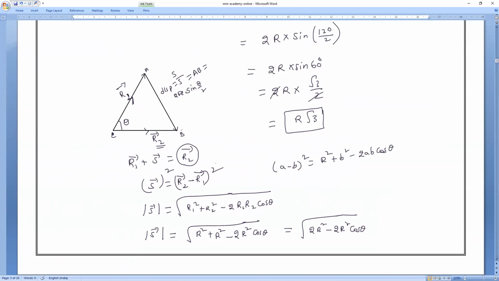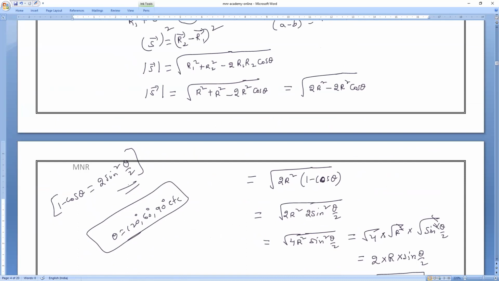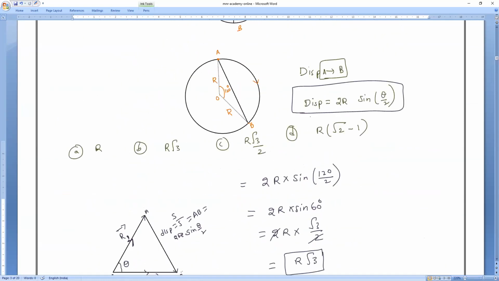Okay, so make it, everybody. Completed the derivation? Slowly, neatly do it. Understood the derivation? When you remember theta is there between them, then we can directly apply this formula to calculate the displacement: 2r sine theta by 2. That's all, that is the formula.